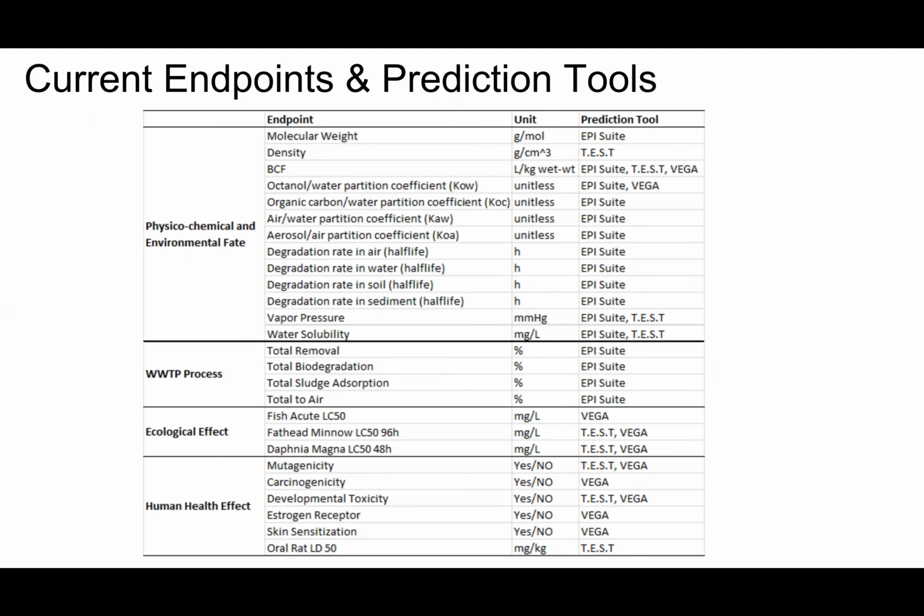This table shows the current endpoints we are interested in to support our other CLiCC modules from the three QSAR models, EpiSuite, Test, and Vega. They vary from physical chemical properties and environmental fate, wastewater treatment plant processes, ecological effect endpoints, and human health effect endpoints.